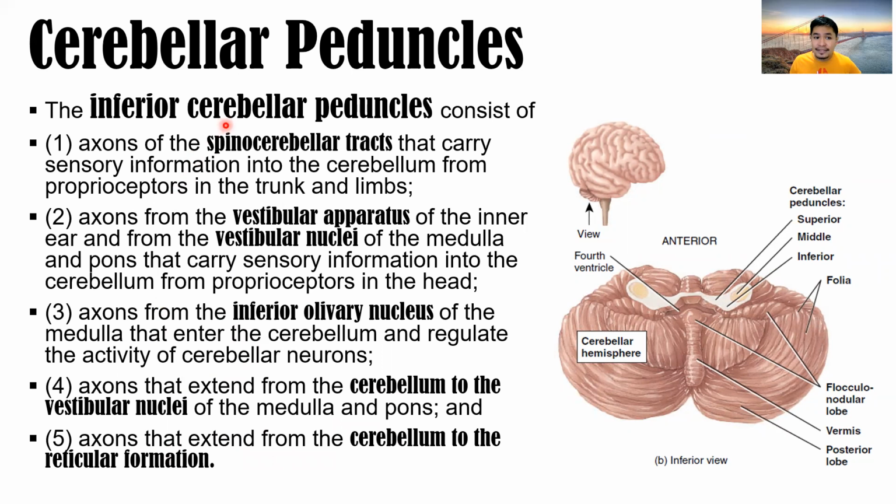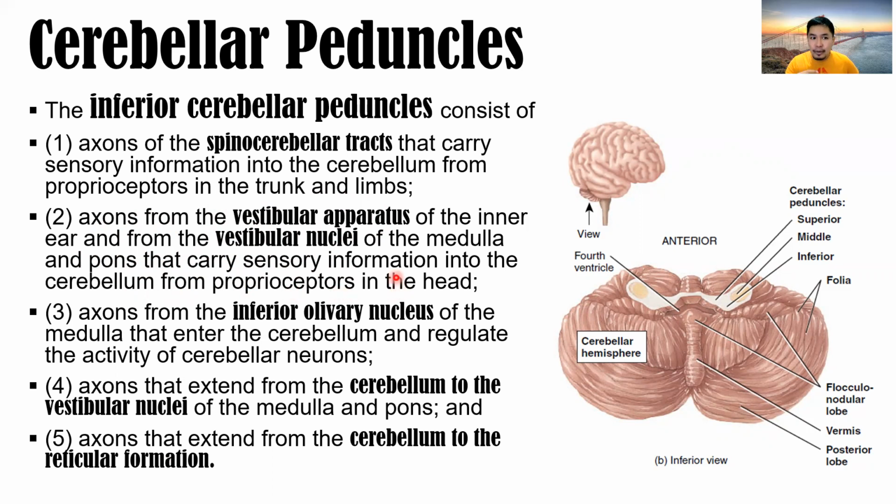How about the inferior cerebellar peduncle? It consists of axons of the spinocerebellar tracts that carry sensory information into the cerebellum from proprioceptors in the trunk and limbs. Also, axons from the vestibular apparatus of the inner ear and from the vestibular nuclei of the medulla and pons that carry sensory information into the cerebellum from proprioceptors in the head.